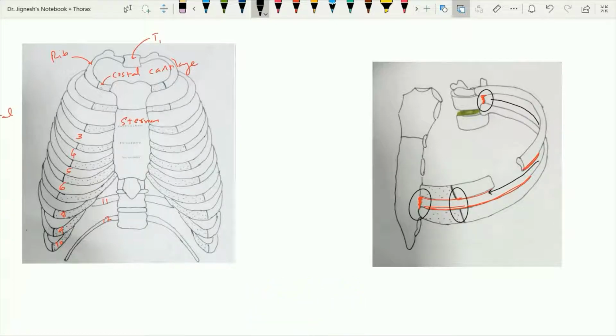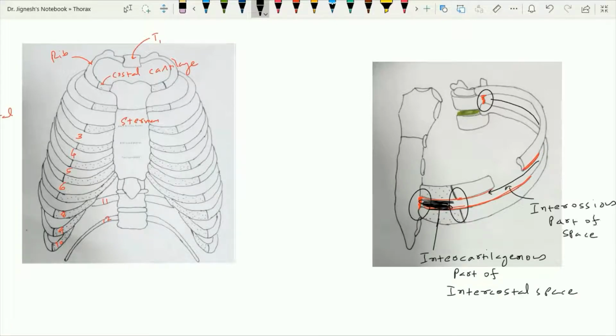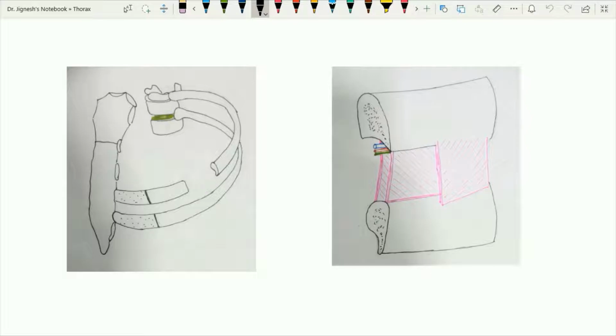In this figure, we can easily appreciate that the posterior part of the intercostal space lies between the two ribs, so it is purely interosseous in nature, while the anterior aspect lies between the two costal cartilages, and that's why it is intercartilaginous in nature. Within this intercostal space lie the intercostal muscles, intercostal vessels, as well as the intercostal nerves. We will see the intercostal muscles first. Now let's see the intercostal muscles.